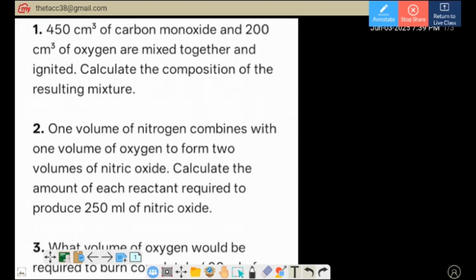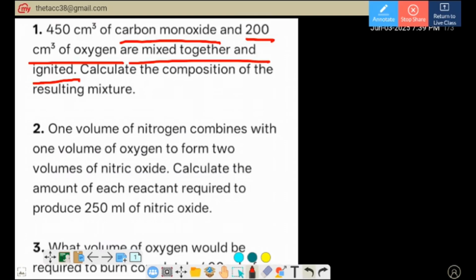450 centimeter cube. This can also be written as CC. This centimeter cube can also be written as CC. Okay, so 450 cc of carbon monoxide and 200 cc of oxygen are mixed together and ignited. So technically, a burning process happens.